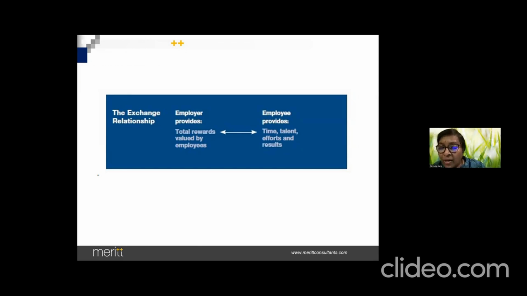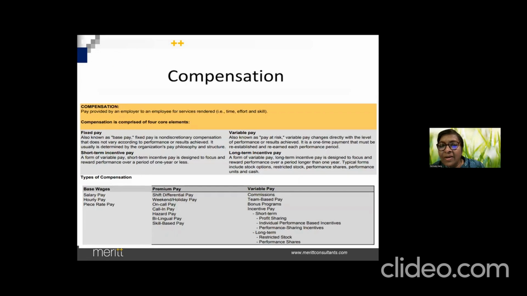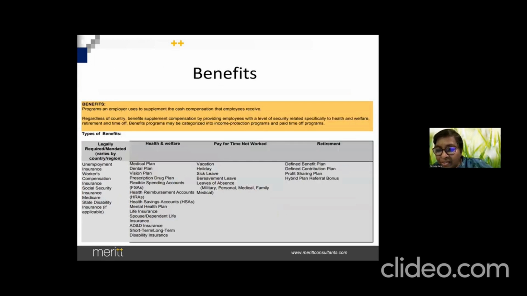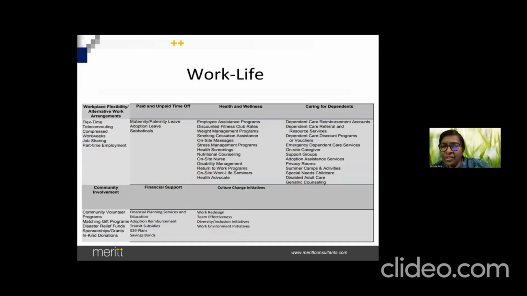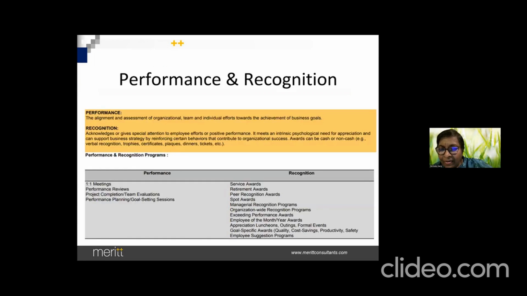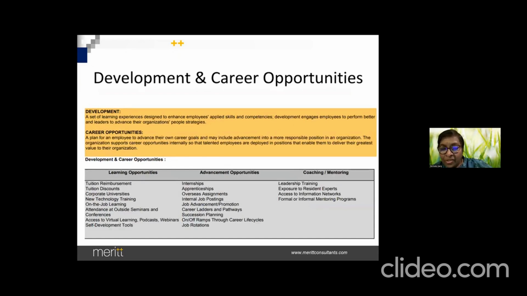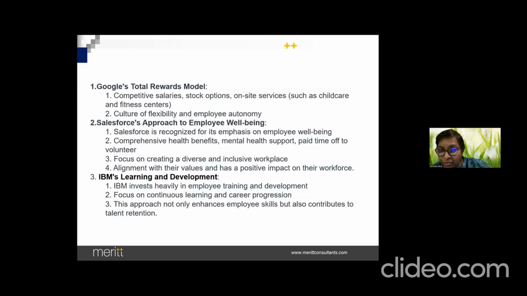Okay. So when you work on these elements, these are the various things: compensation. I'm sending you this document as well. The benefits, the work-life balance, a list of things, performance and recognition. Okay, since we don't have much time, I'm just rushing through development opportunities.